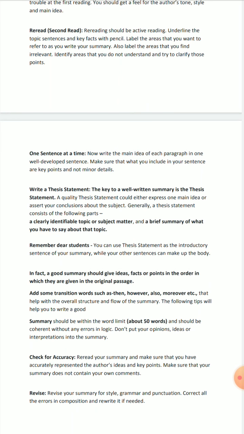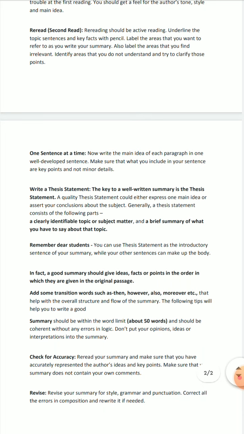Underline the topic sentences and key facts with pencil. Underline the main important things with pencil. Label the areas that you want to refer to as you write your summary. When you write your summary, label the important points or sections from where you feel you can write down the summary. Also, label means to highlight. You can highlight it with pencil, as I told you earlier.